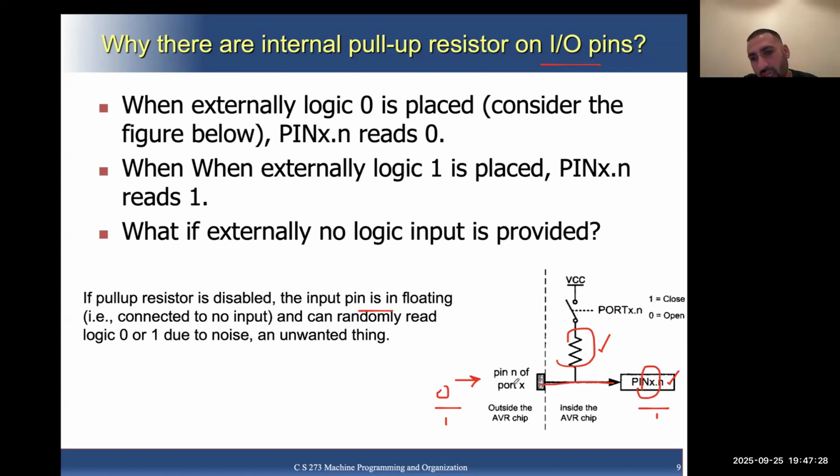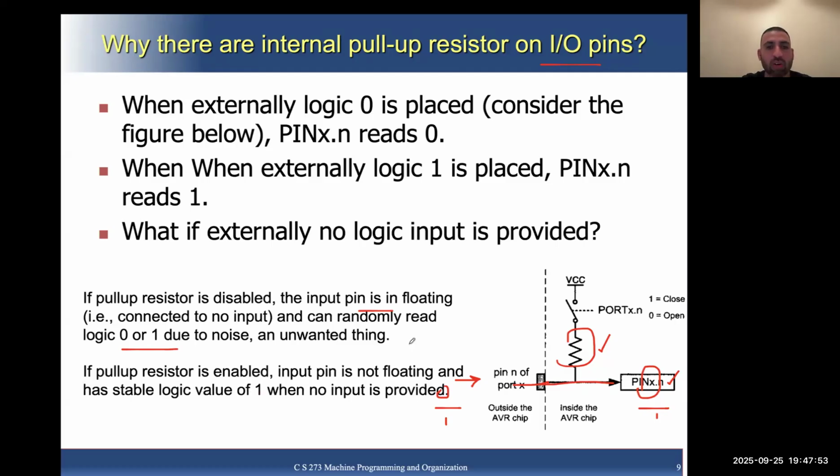Floating means it is not connected, it is not stable: what voltage is read here when you are not providing any external input? The logical value placed in this internal register bit, let's say PINB.1, can randomly be logic 0 or logic 1 due to noise or an unwanted interruption, right? So that's why the designers of the AVR microcontroller have already internally fabricated this pull-up resistor. We can only enable or disable this resistor.